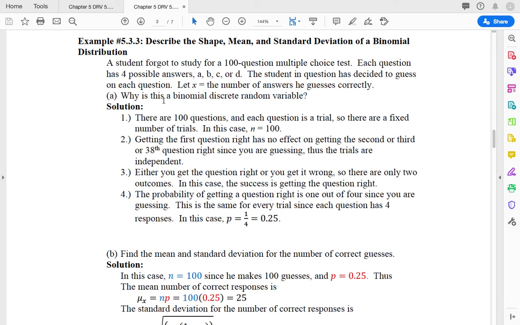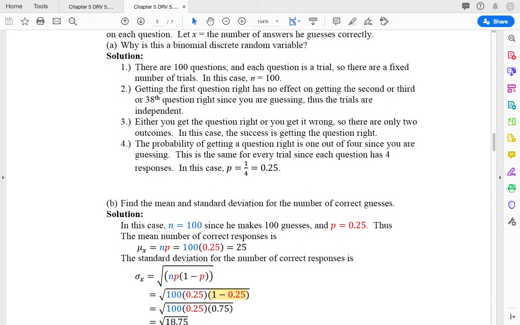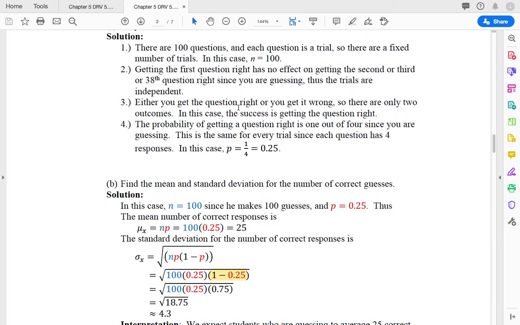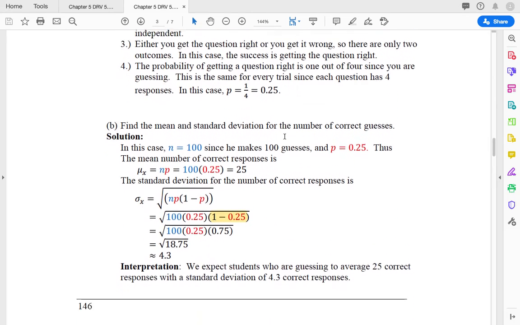So A is, why is this a binomial discrete random variable? What makes this binomial? So going back to 5.2, there's 100 questions, which is the fixed number of trials. They are independent because if you get the first question right or wrong and you're guessing, it doesn't affect whether you get the second or the third or 38th or 19th or whatever. They're independent. There's 2 outcomes. You either get it right or you get it wrong. 2 outcomes is it. That's the bi part of the word binomial. The probability of getting a question right is just going to be 1 out of 4 chances for every single problem. And so in that case, it's constant and it's always the same.